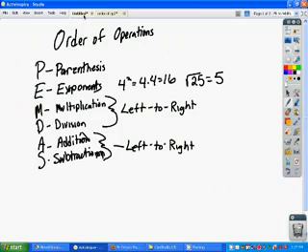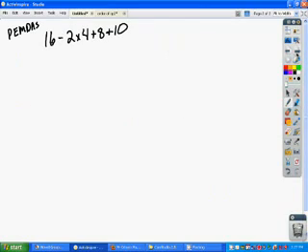So, when I'm talking about order of operations here, guys, let's look at a problem like this here. 16 minus 2 times 4 plus 8 plus 10. So I'm going to look and say, okay, any parentheses on this problem? There are no parentheses. And then I'm going to say any exponents. There are no exponents on this problem. So then I'll look and say, is there any multiplication and division? And I do all that left to right. Well, I have some multiplication right here.